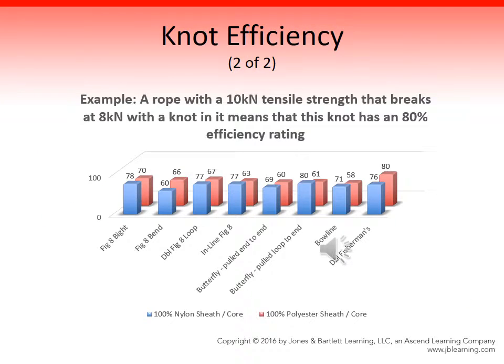As many of you know, we collectively think that the figure 8 on a bight is a strong knot. As we do agree, we also have a list of some knots that we will be using throughout our class, and they too have similar knot efficiency strengths.